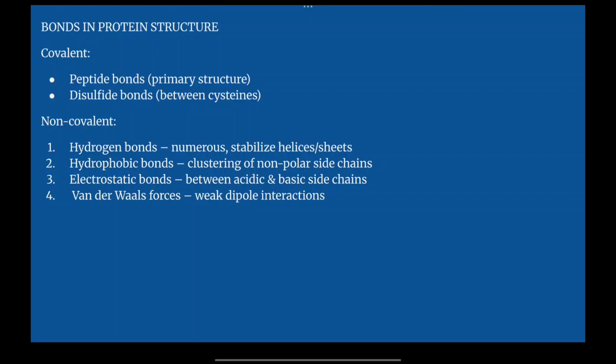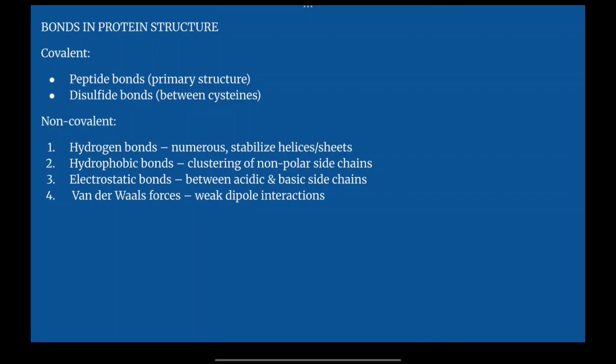Now disulfide bonds are formed between two sulfur or cysteine groups. So this disulfide bond is again a covalent bond where sharing of electrons takes place and the bond is strong compared to the non-covalent ones. In non-covalent ones, there is hydrogen bond, hydrophobic bond, electrostatic bond, and van der Waals forces.